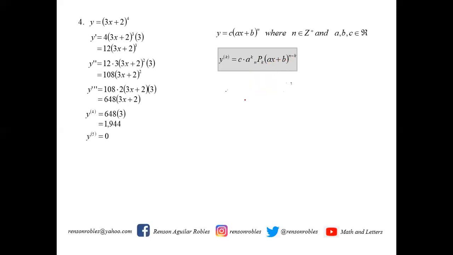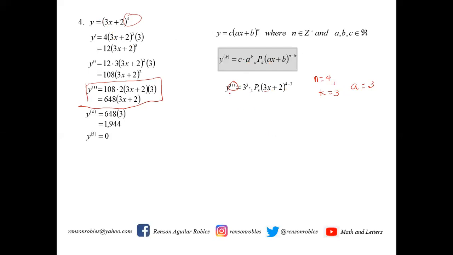Okay, say we want to look for the third derivative, so we shall verify this result by applying this formula. So the third derivative of y equals the quantity 3x plus 2 to the 4. So we have here n is equal to 4. Okay, and then k is equal to 3 because we are looking for the third derivative. Okay, and then we have a is equal to 3. Okay, and then c is equal to 1. Okay, since there is no coefficient here.